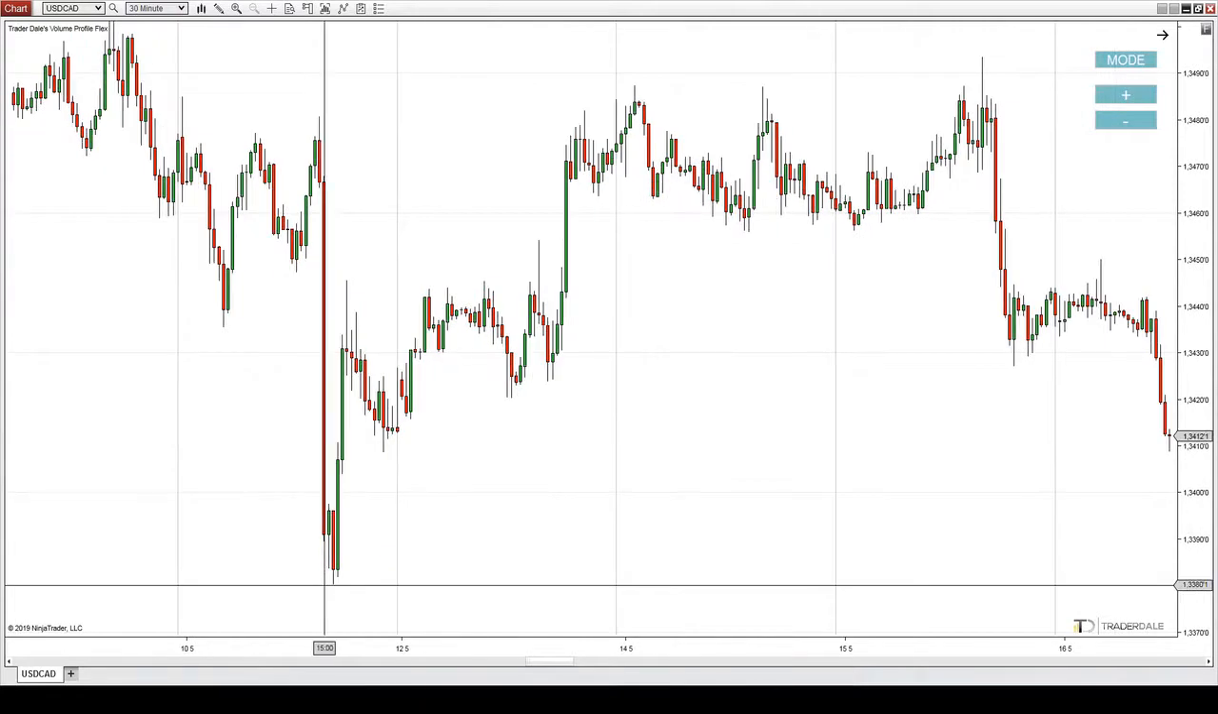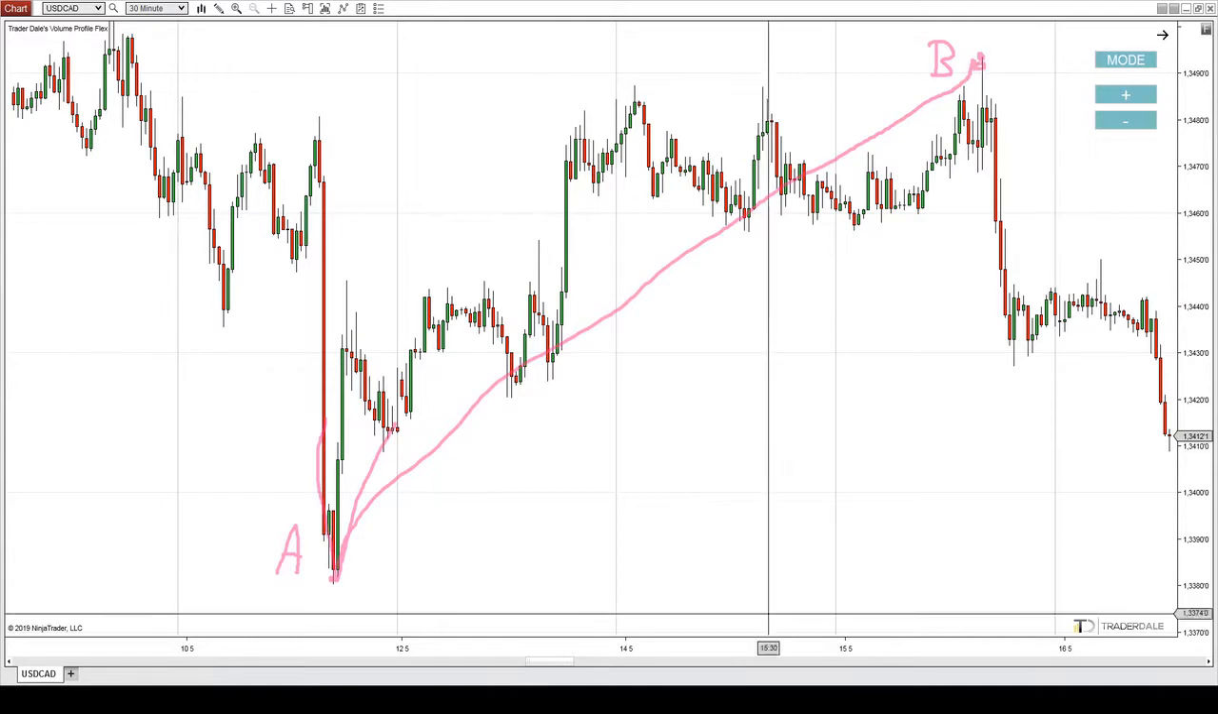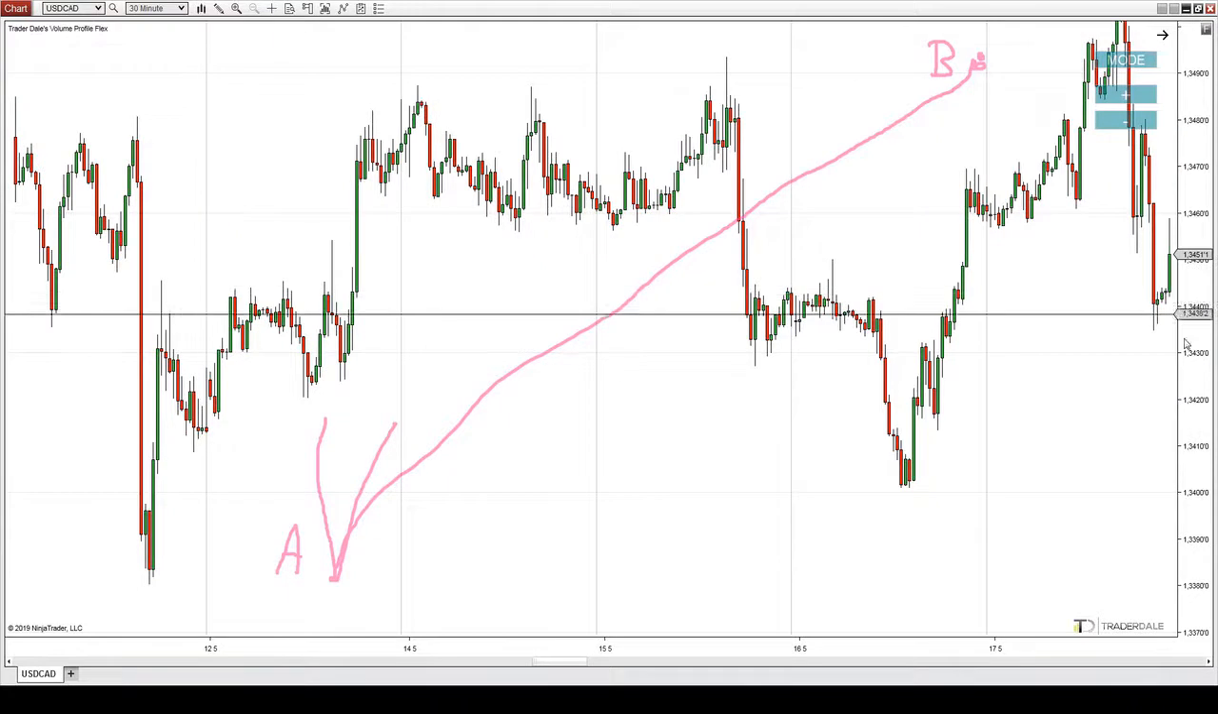Now let's have a look at the last one on this pair. This is a significant swing point. This will be point A. Then this one would be point B, because it's the highest of all those swing points, alright? So there would be A, there to B. I need to move the chart a bit like this.